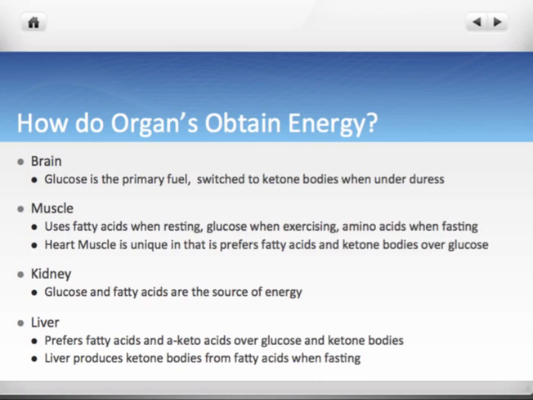And then we have the liver. The liver prefers fatty acids and alpha keto acids over glucose and ketone bodies, and the liver is also responsible for producing ketone bodies when we're fasting. Additionally, a side note is that of all those metabolic pathways that we looked at earlier, the liver is the only organ that is able to go through all of those different types of metabolic pathways, and so it's really a major organ in understanding metabolism.